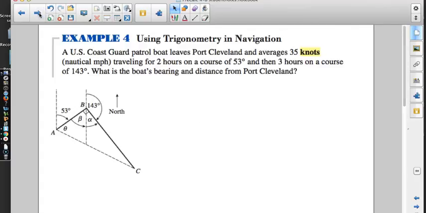Looks complicated. Navigation. Using trigonometry and navigation, a U.S. Coast Guard patrol boat leaves Port Cleveland and averages 35 knots, nautical miles per hour, traveling for 2 hours on a course of 53 degrees. Okay, 53 degrees. Remember, from true north. When you talk about bearing, it's always from true north. So there's the 53. Traveling for 2 hours on that course of 53 degrees, and then 3 hours on a course of 143 degrees. What is the boat's bearing and distance from Port Cleveland, which means from there to here?